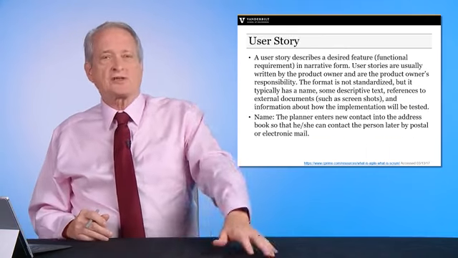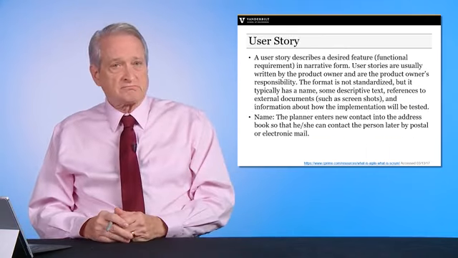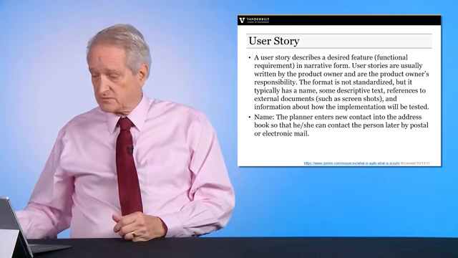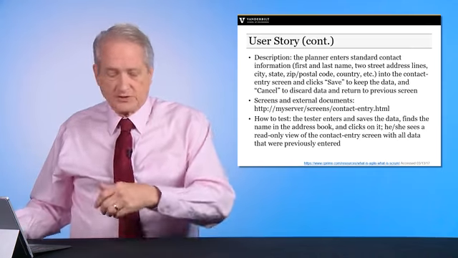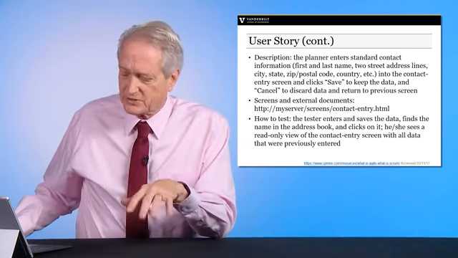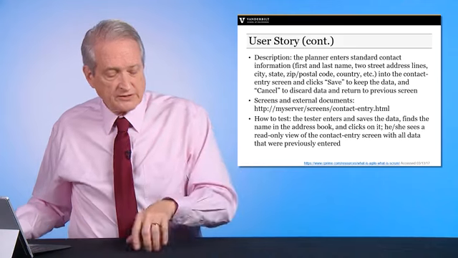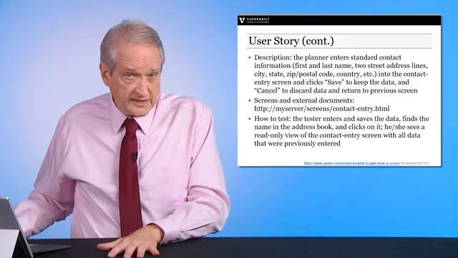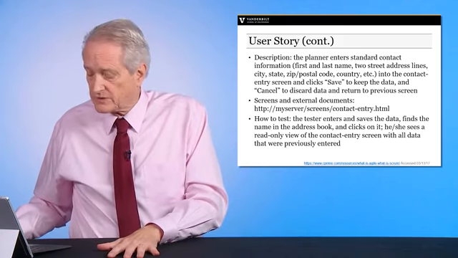it's a kind of a narrative. I want to be able to do this. User story. Need to know what that is. You want a description. The planner enters a standard contract. I want to be able to do this. This is what I can do. That's how it's laid out in Agile software development.